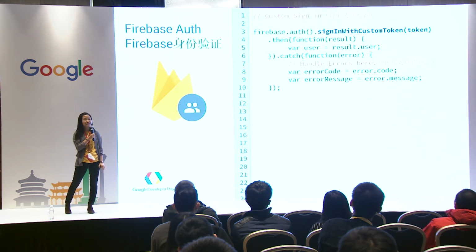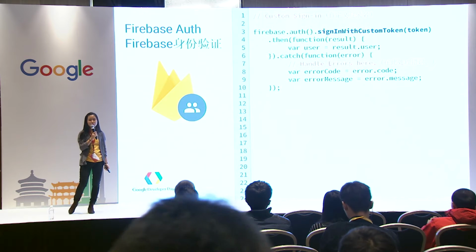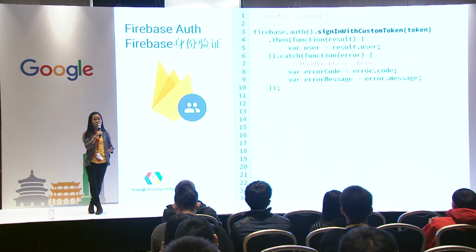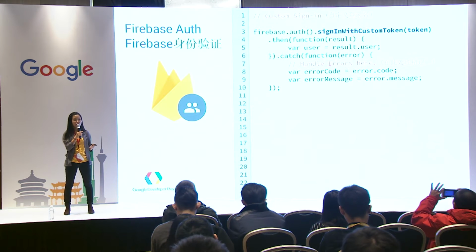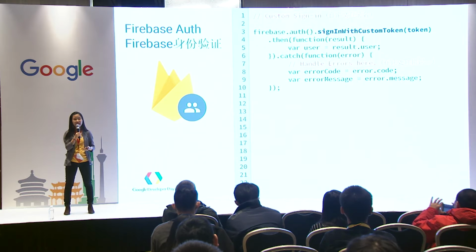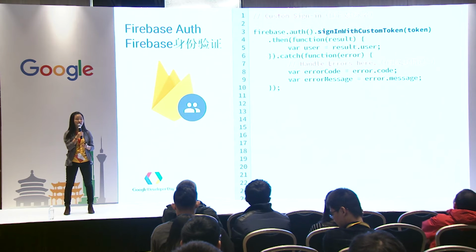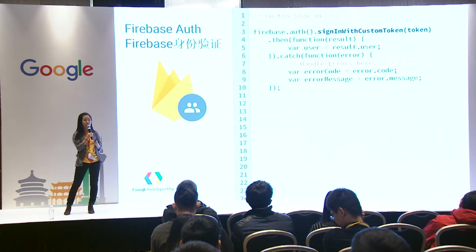Now let's talk about how you can do custom authentication. This is useful if you are, like I mentioned, trying to integrate with a third-party provider we haven't supported yet, such as WeChat or QQ, or if you would like to work with an existing auth system you already have created for your app.